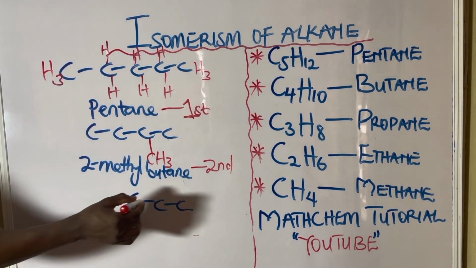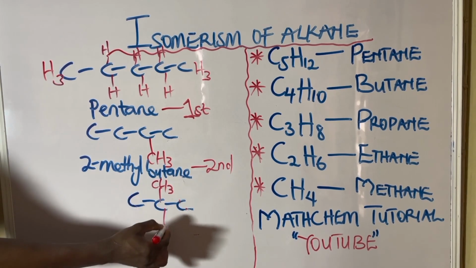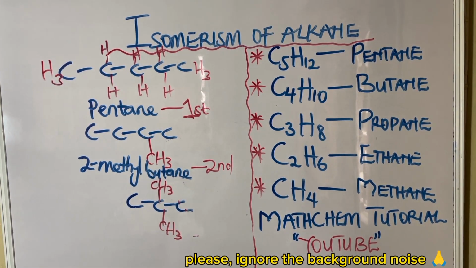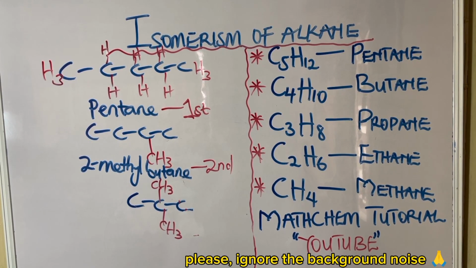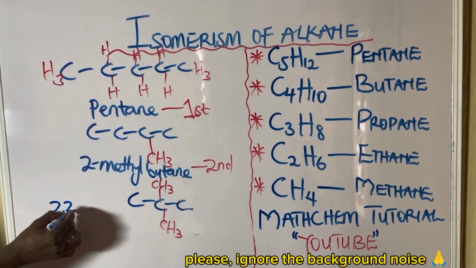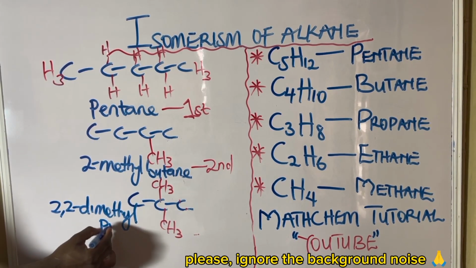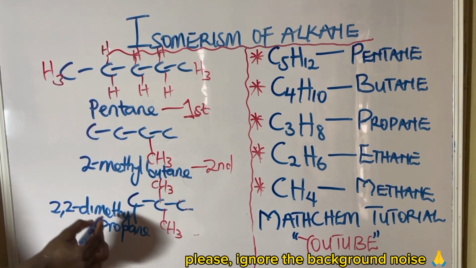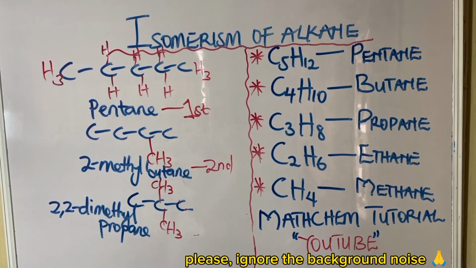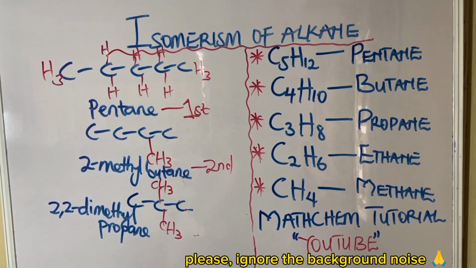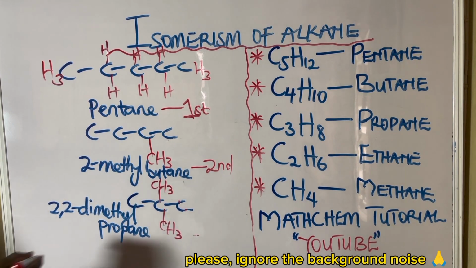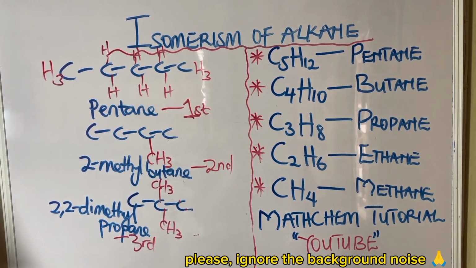So if I put the CH3 here and also here, CH3 here and also there, then what's going to be the name? This is going to give me 2,2-dimethyl propane. Let me write the name here. This will be 2,2-dimethyl propane, and this is actually going to be the third isomer. So let me identify it as the third isomer.